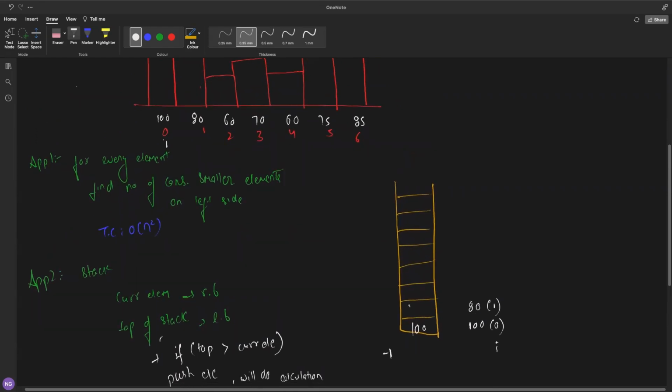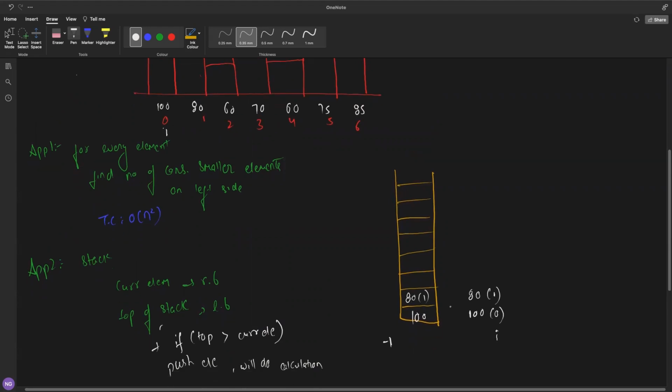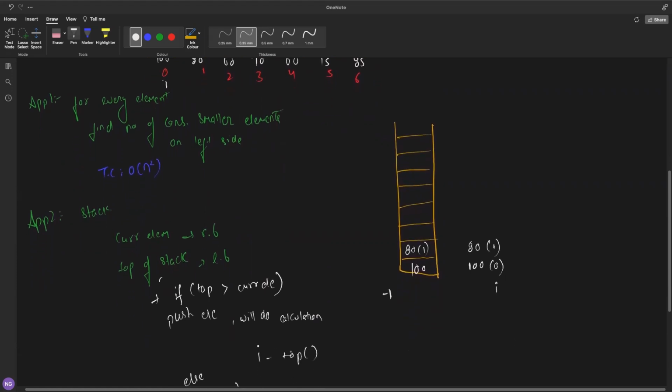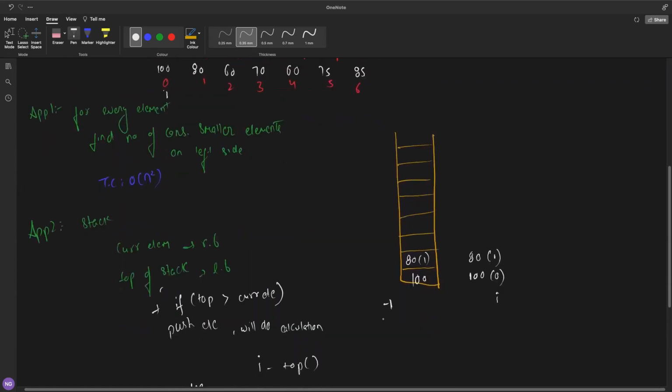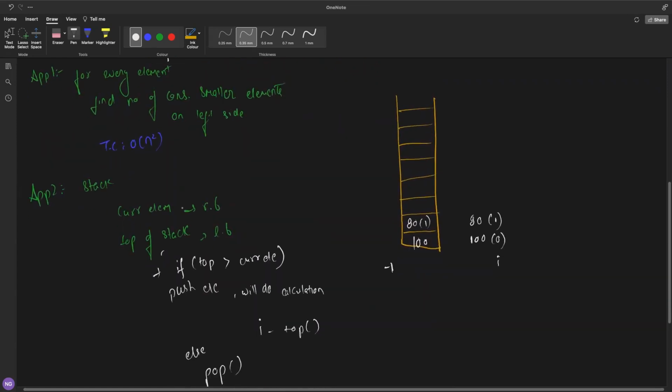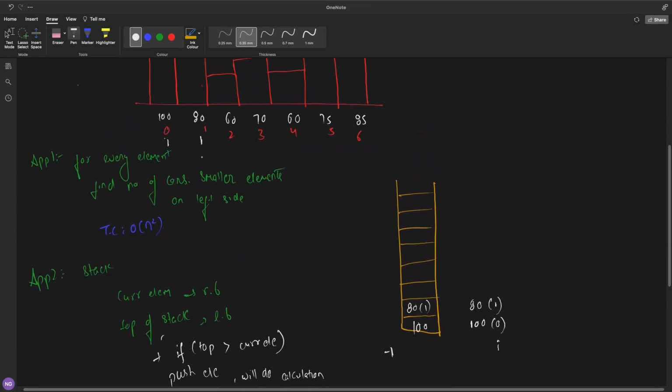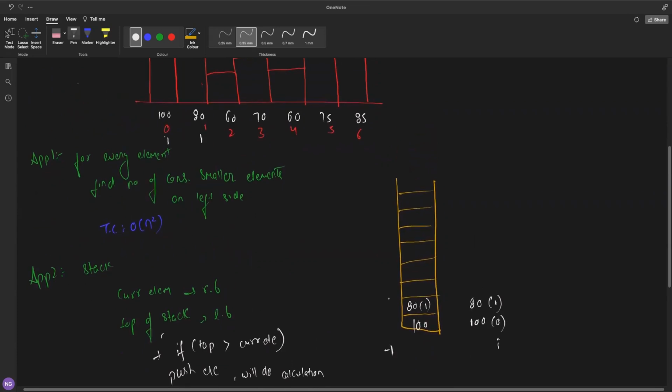So 80 we will push with index 1, and before pushing we will do the index calculation. The index calculation will be I minus top. The current index is 1, the top index is 0. So 1 minus 0 is 1. So we are getting 1. Okay. So top is 1.